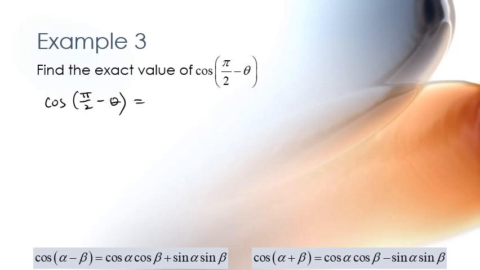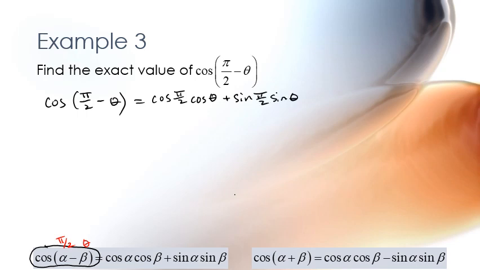And in order to establish that new identity, I'm going to use my rule for the difference of the cosine. So in my scenario, my alpha is pi over 2, and my beta is theta. Hope that doesn't sound confusing. Let's see here. So I'm going to say that this is equal to the cosine of pi over 2 times the cosine of theta plus the sine of pi over 2 times the sine of theta.